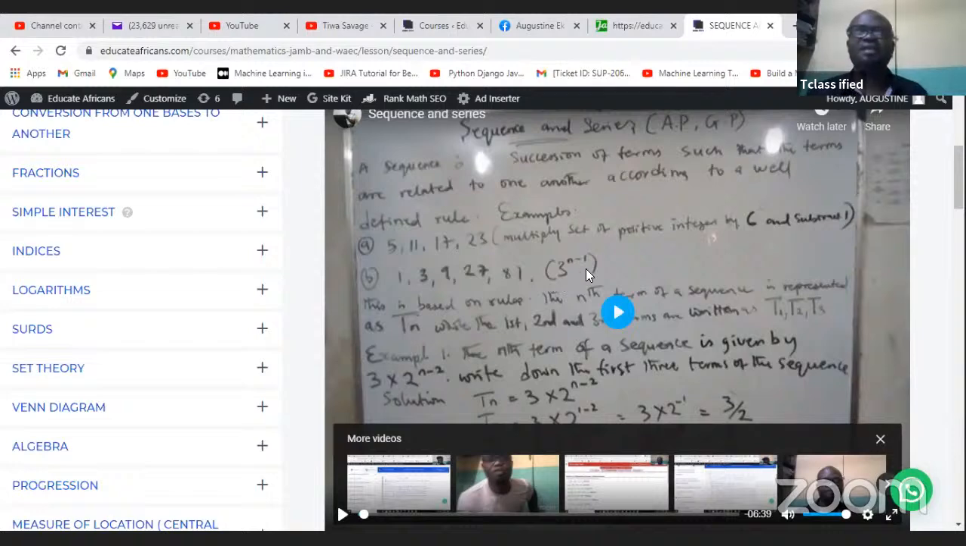So we have 3 to the power 0. 3 to the power 0 is what? 3 to the power 0 is 1. Anything to the power 0 is 1. Check, are we clear on that?